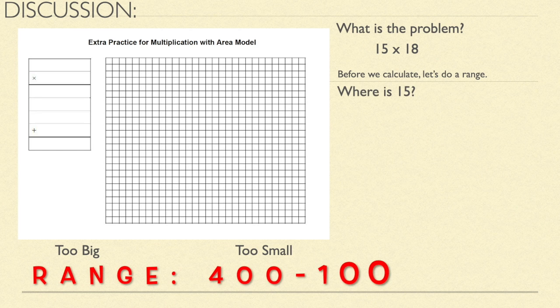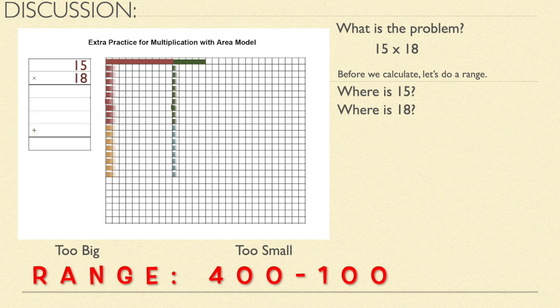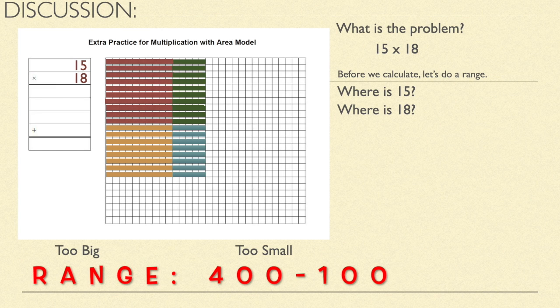So now I'm going to go bit by bit. 15 goes here, and then I have a row of 15. 18 goes right here, and now I have 18 rows of 15. And as you can see, I've color coordinated it just to make the counting easier. My answer should be how many little squares I filled in.